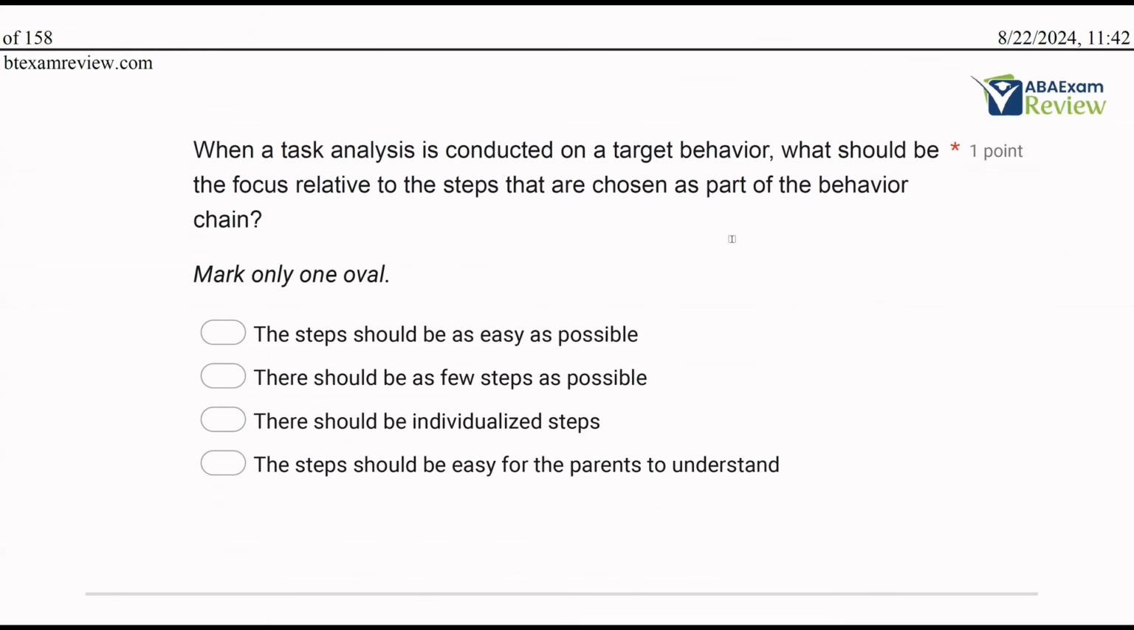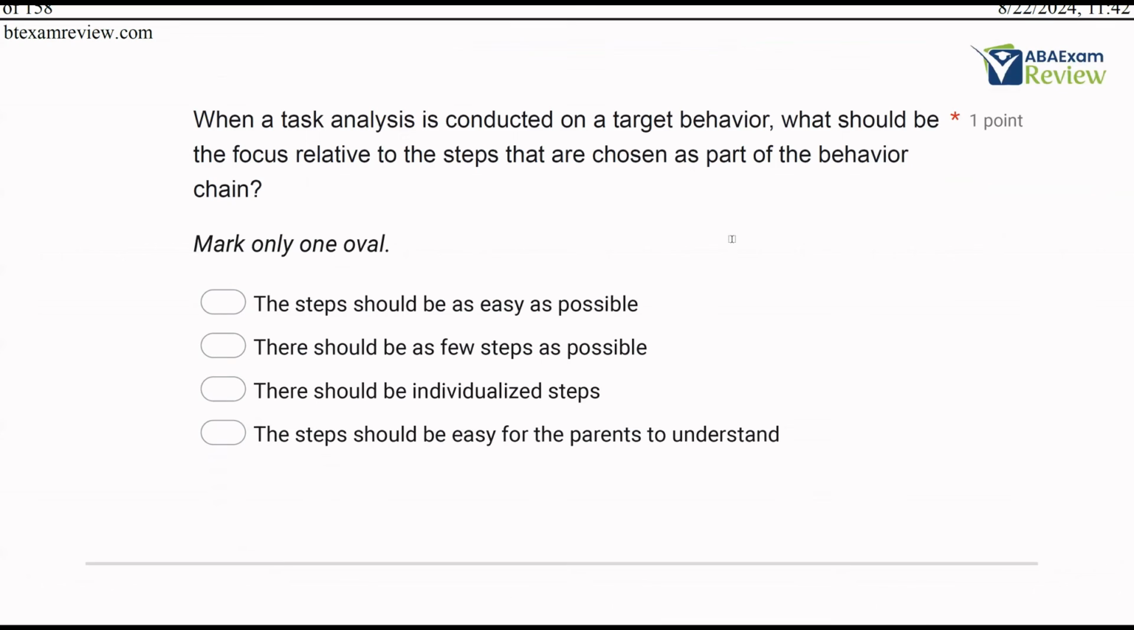When a task analysis is conducted on a target behavior, what should be the focus relative to the steps that are chosen as part of the behavior chain? All right, a little confusing to read that quickly. Let's not read it quickly. Let's just understand what it's asking. We're talking about a task analysis, which comes prior to a task chain. With the task analysis, we're trying to look at what steps we can teach for a behavior. Now, question wants to know, what do we focus on for the steps? How do we choose what steps to teach in a chain?